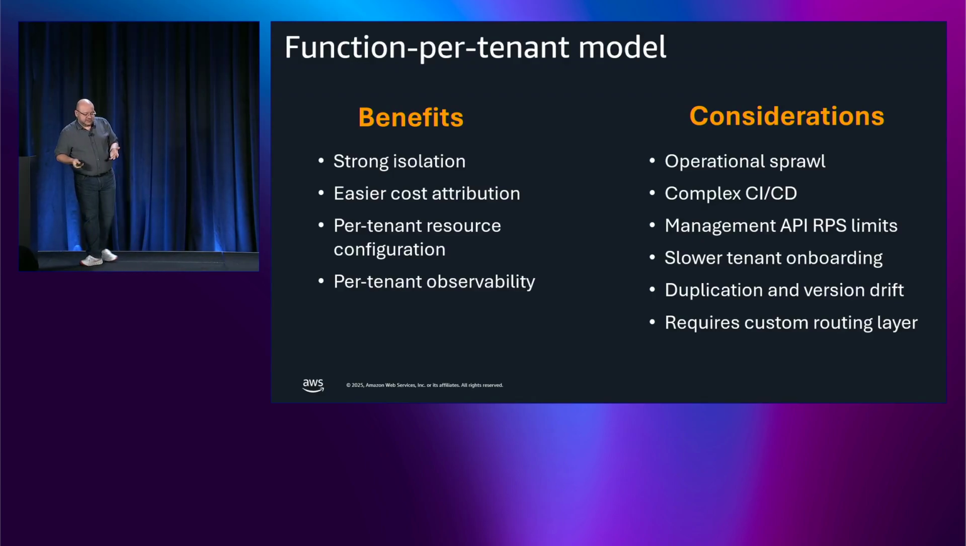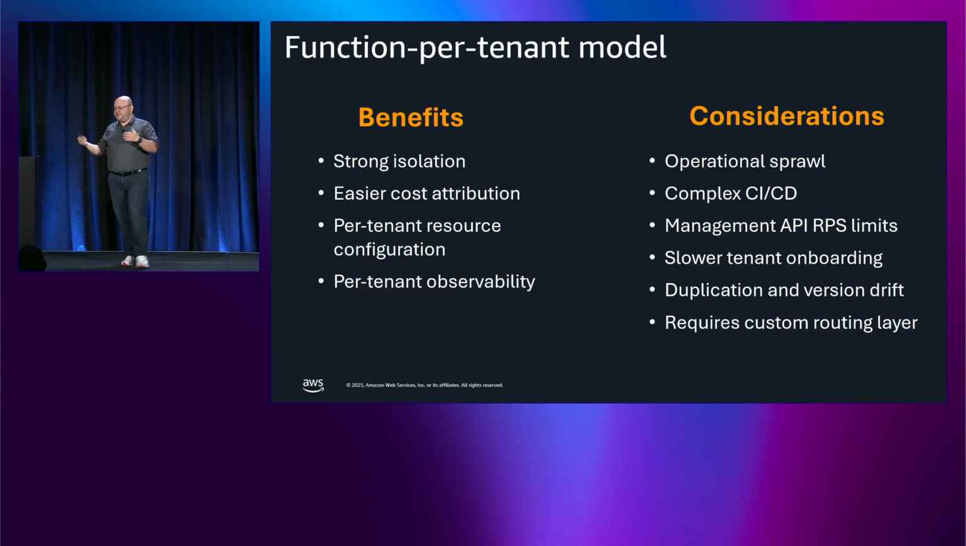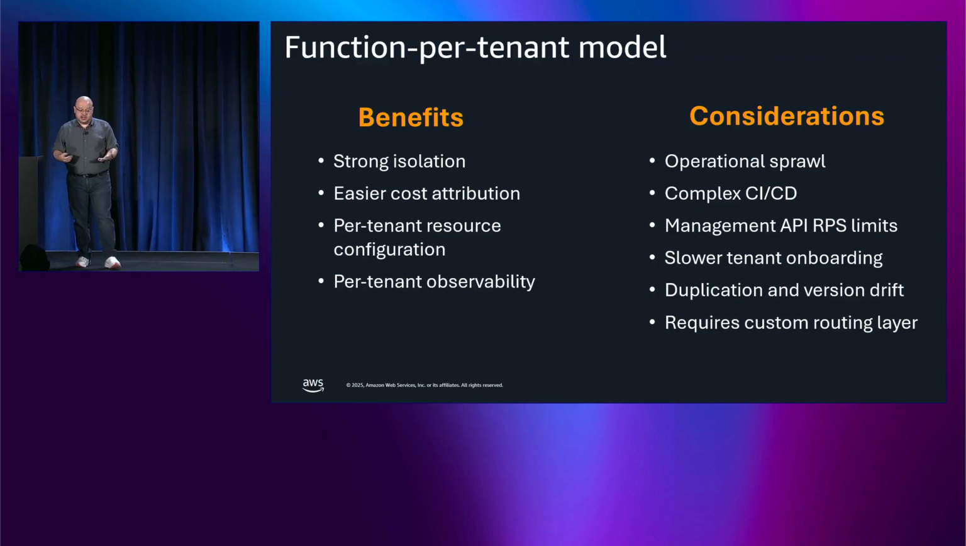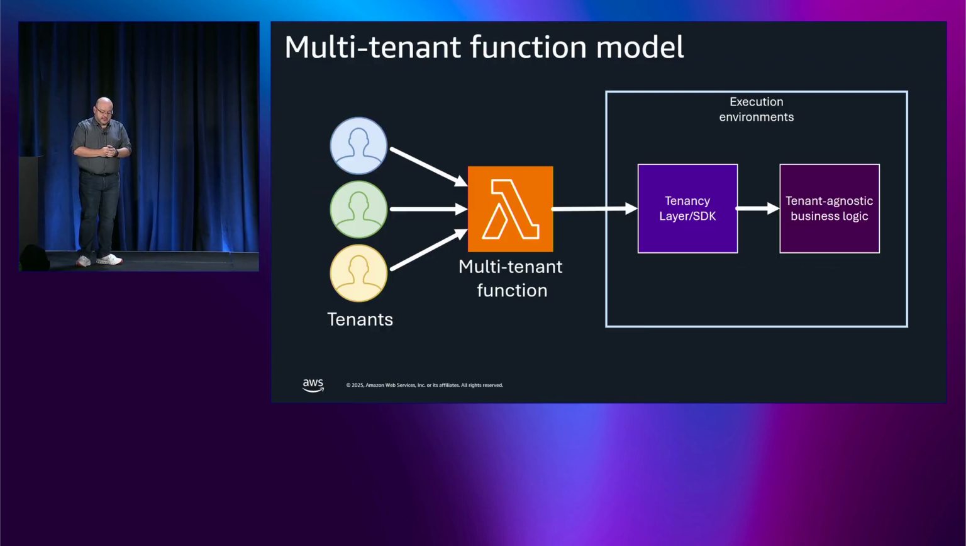Your CI/CD becomes more complex. You might hit management API limits when you need to update 30,000 functions. Tenant onboarding is slower because you need to provision dedicated resources per tenant. Duplication, version drift, custom routing layer. There are some considerations if you're using this model. That's why we recommend it only if you absolutely have to have that level of isolation. It's not a common model, but yes, it's definitely used by the industry.